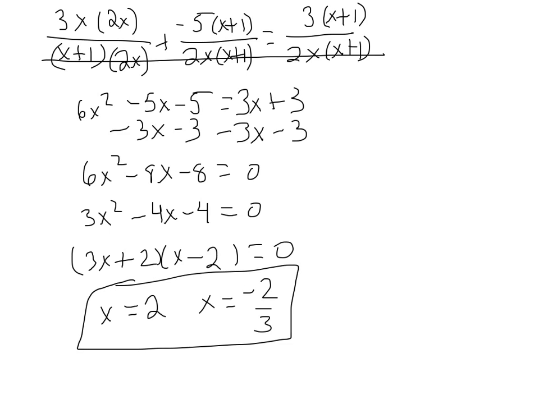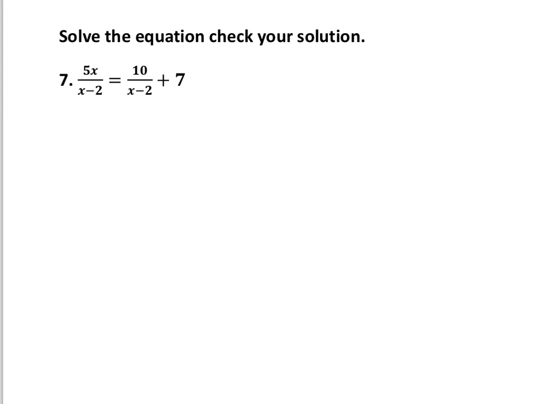Okay, so there's the basics again. Let's take a look at some more here. Again, it says, solve the equation, check your solution. So first thing I got to do, get the common denominator. So you have 5x over x minus 2 equals 10 over x minus 2 plus 7 over 1.